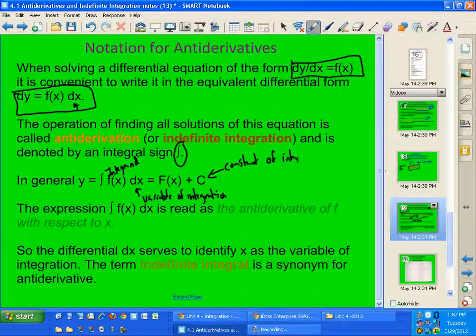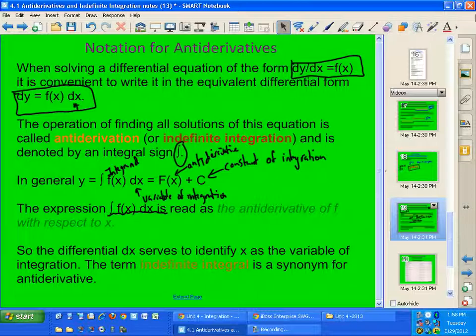The only way to get rid of the constant is to have an initial condition. And this is the antiderivative of little f of x. This reads as the antiderivative of f with respect to x. The integral is a synonym for antiderivative. They kind of go back and forth. It just depends on what they're trying to get from you on the AP test and what we're asking for on our tests.